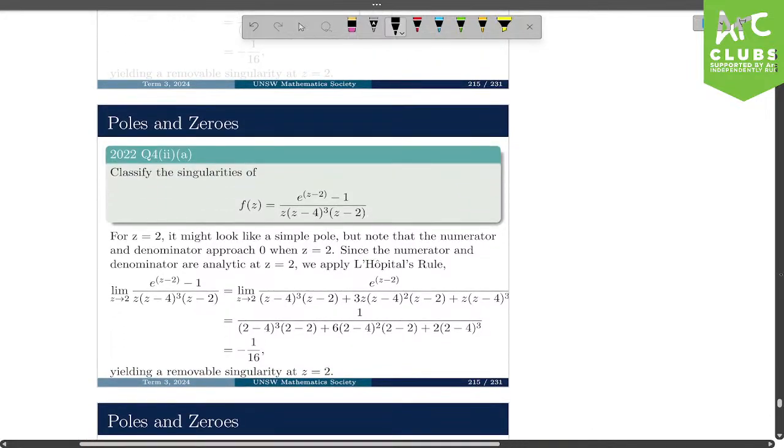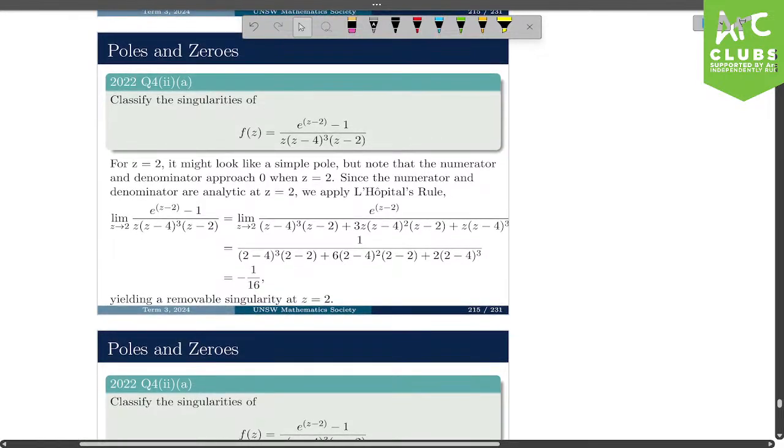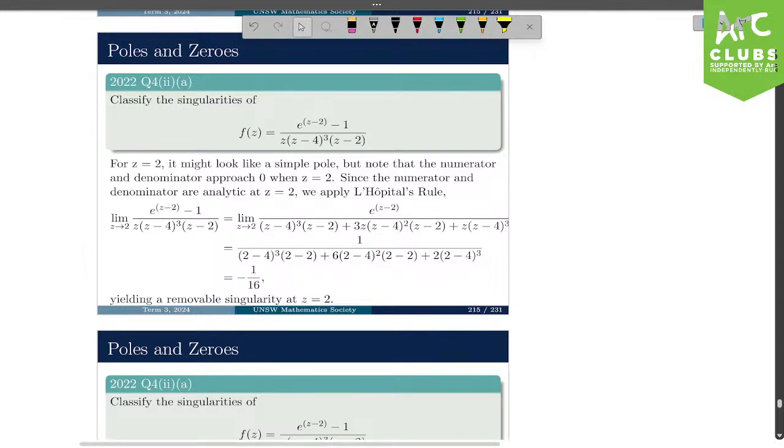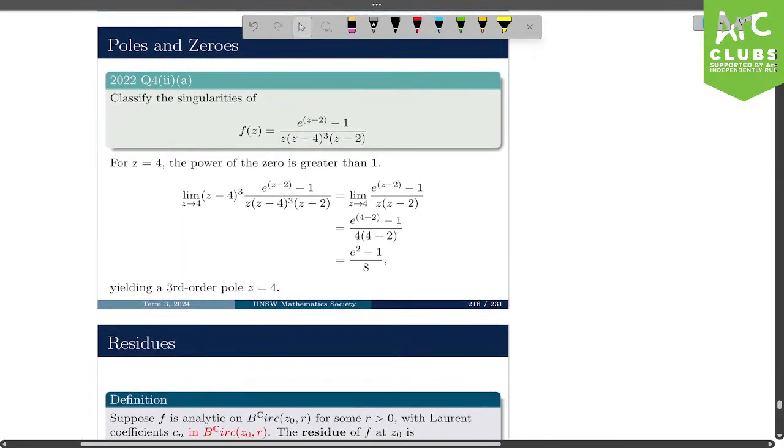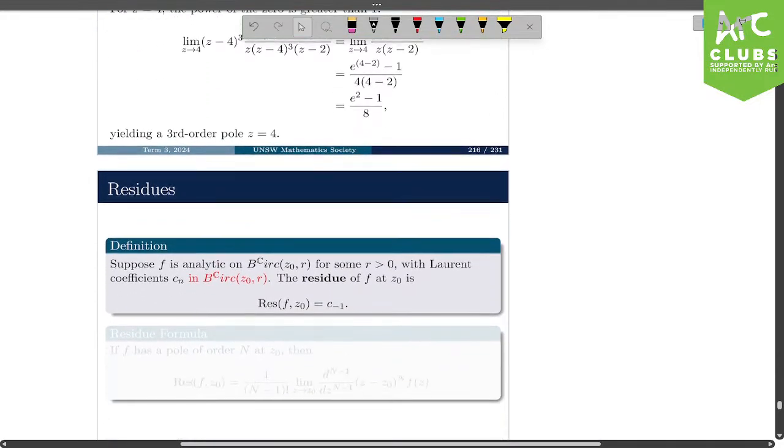we observe that the numerator is equal to 0 at z equals 2. So we apply L'Hopital's rule to determine the value. Okay, and it turns out we can, therefore it is a removable singularity. Fantastic. Alright, so third order pole at z equals 4, as we mentioned before.